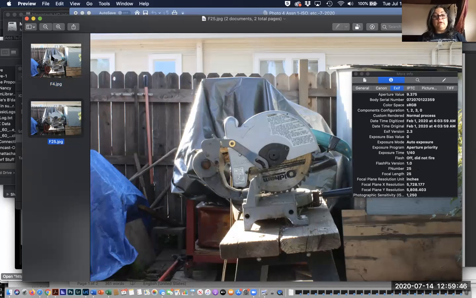So that's what I expect to see in these images, the equivalent exposure images, that as the aperture gets smaller, the background will become more and more in focus.